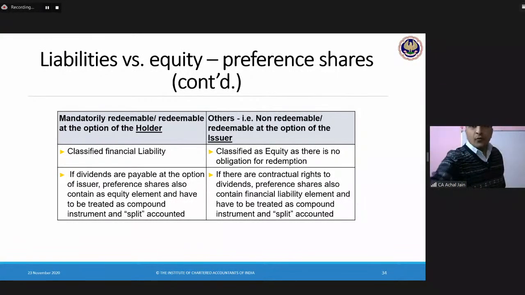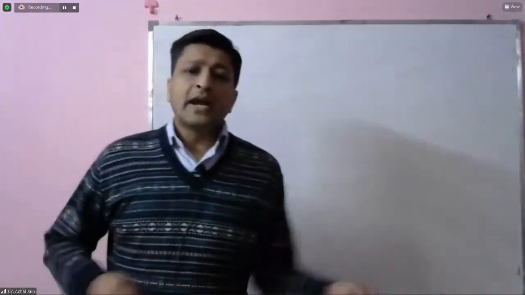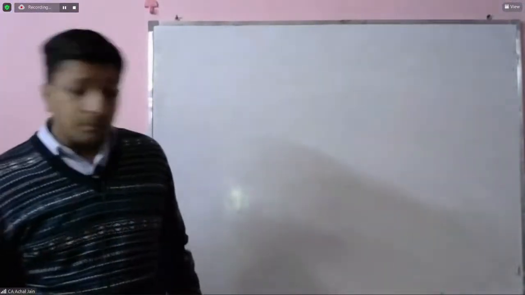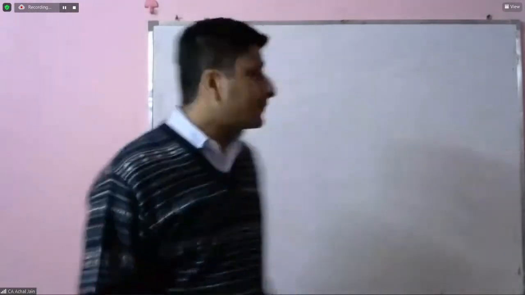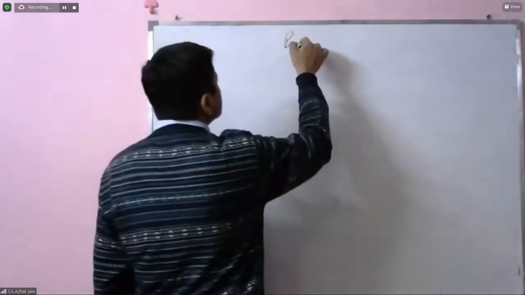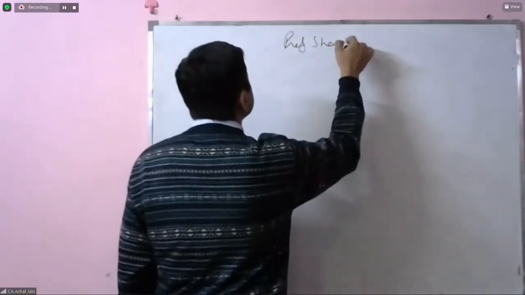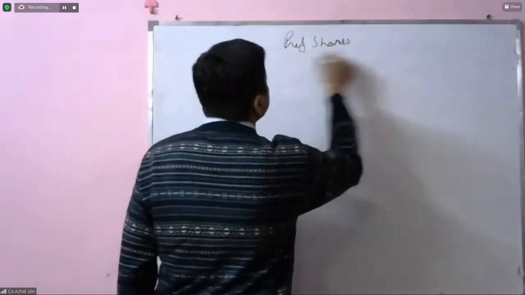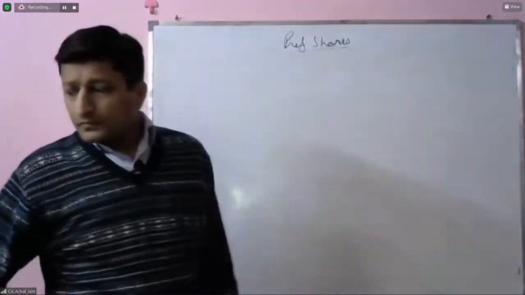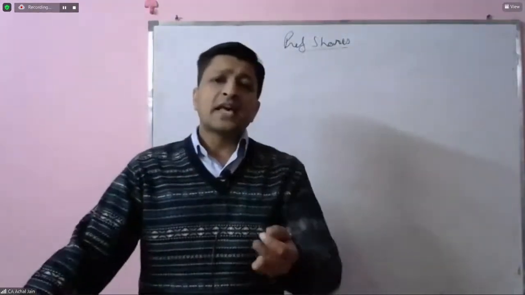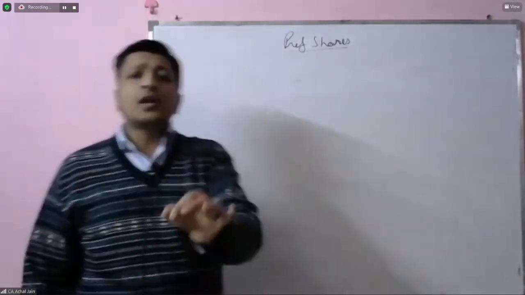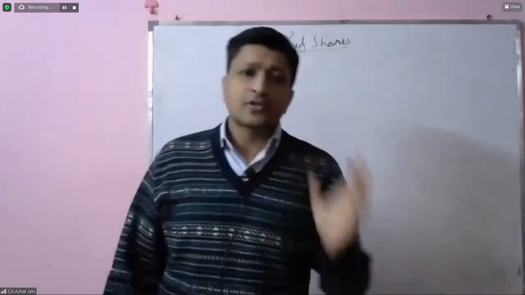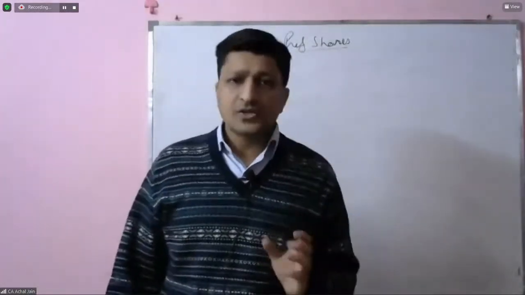Now, what we need to discuss is compound financial instruments. For the purposes of this discussion, I am keeping preference shares as the base. There's no specific reason, I'm just taking this as an example. So every time I talk about any instrument, it will be preference shares, until I change it. Correct?